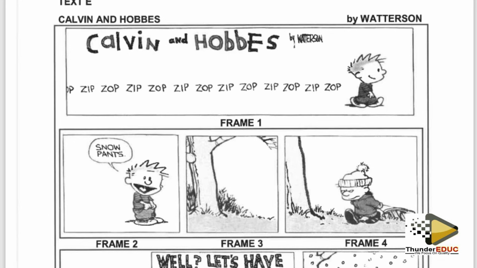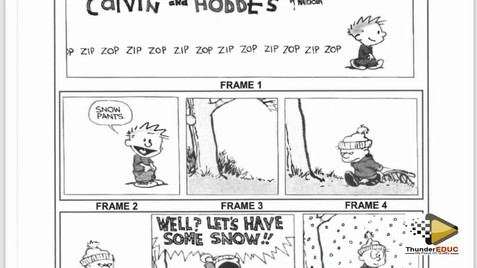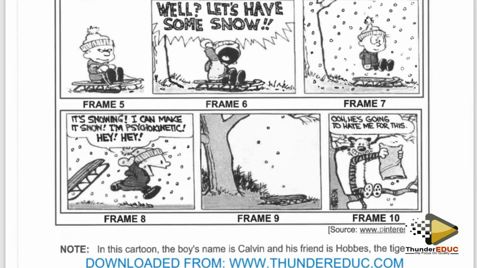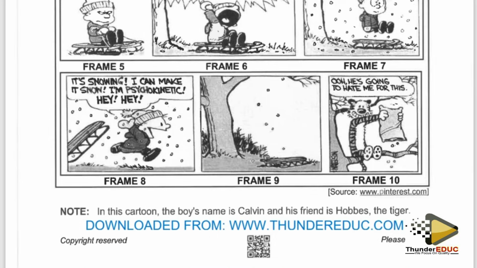Frame 3 is not in the image, but comes in frame 4. And then we have frame 5, frame 6, 7, 8, 9, 10. All right. This is what we're having as Calvin and Hobbes today. Let's see what the questions have for us.